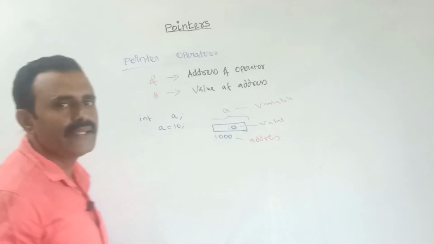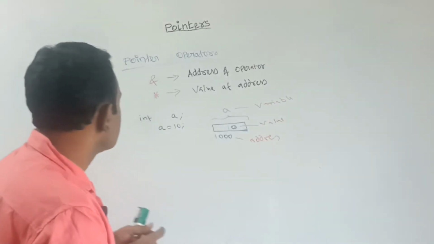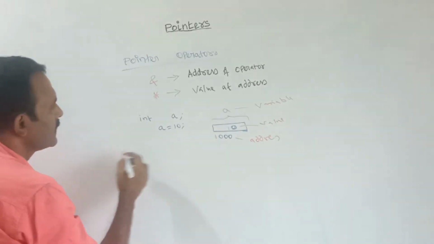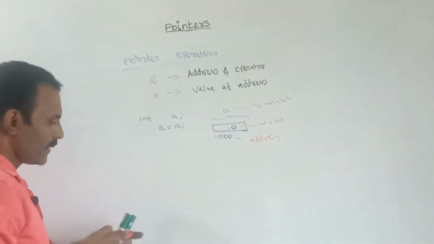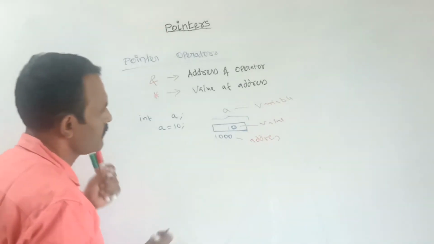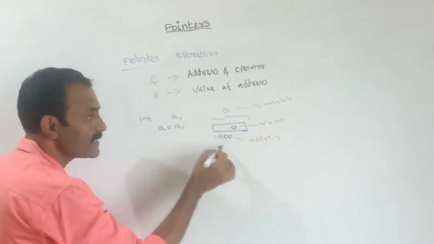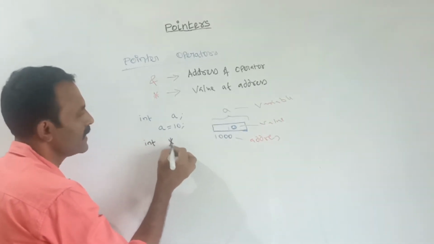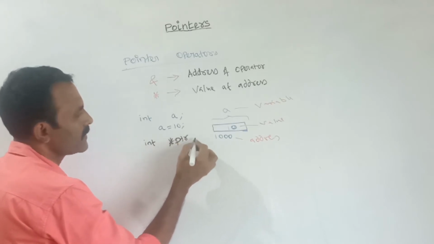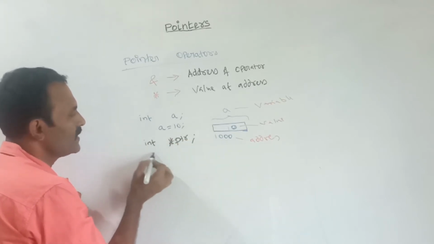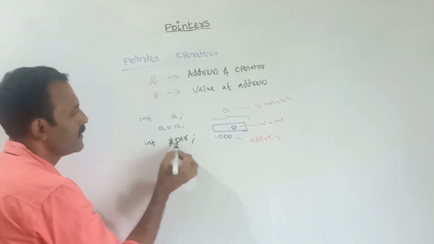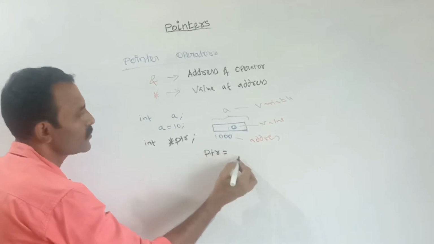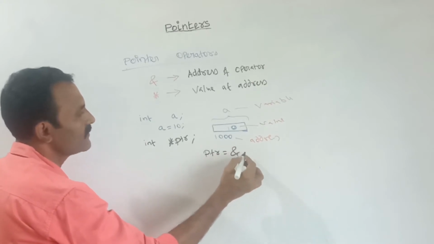Now let us see about pointer variables. Suppose I want to fetch this address, then I should declare the pointer variable with the integer data type, because I am going to store an integer data type address. So I am declaring the pointer variable as star ptr. The data type is integer, and the pointer variable name is ptr. Suppose I say ptr is equal to address of a.